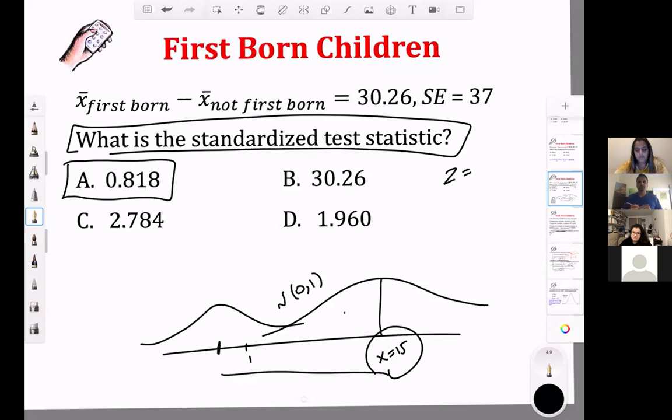Good. So in order to do this, we take the statistic minus null, which is 0, divided by the standard error, 37. Isn't null always going to be 0? No, not always. So how would we know if it's a different number than 0? They give you the value of the null, the value of H null. So it'll say something along that line. So if it was 1, it would be 30.26 minus 1. Yes. Okay.